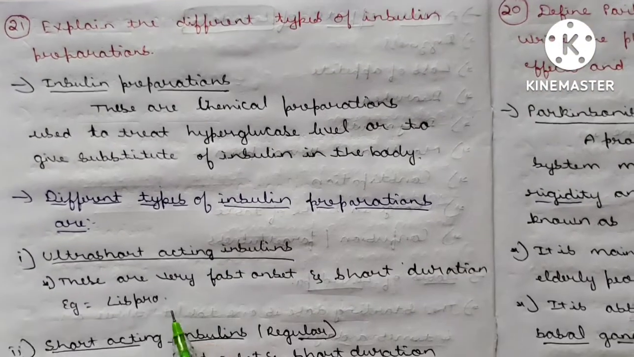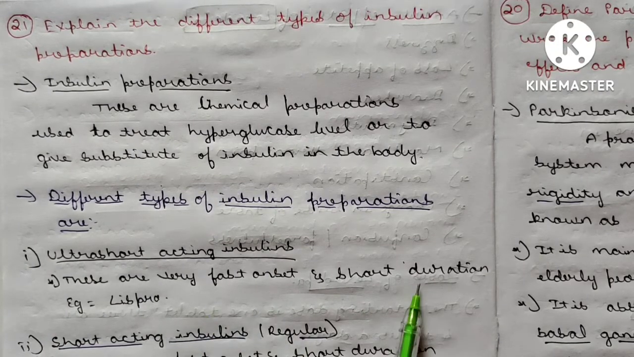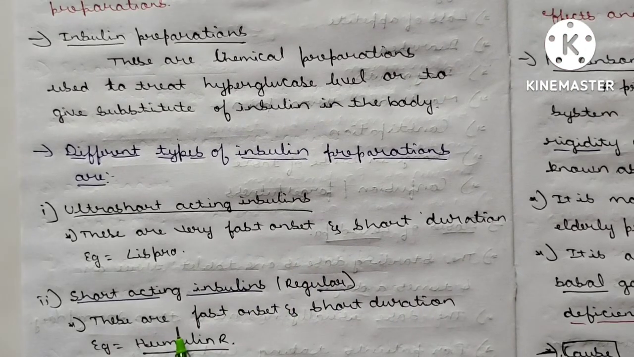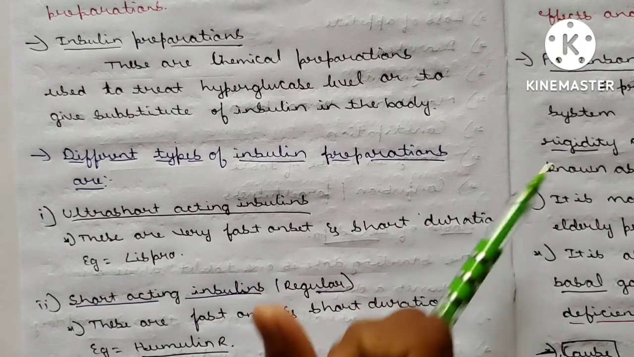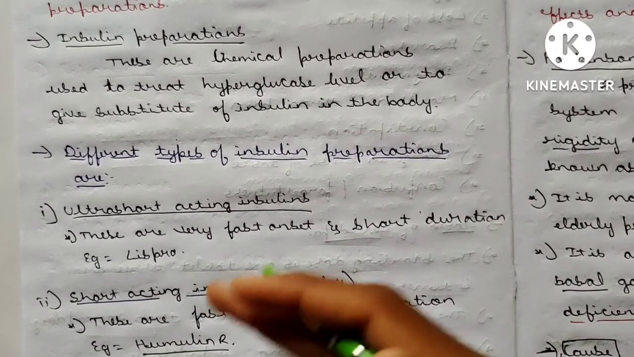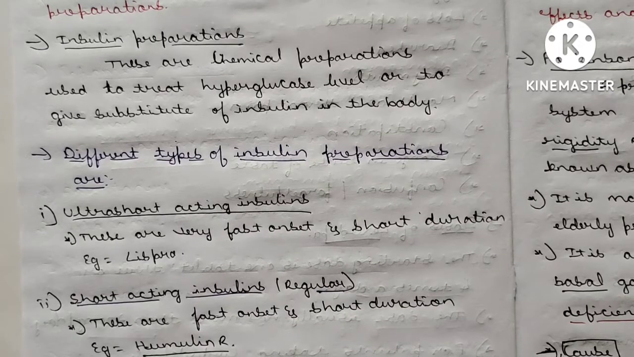For example, ultra short acting insulins have a very fast onset and short duration. Lispro, these are the insulins. You might have observed that your grandma or grandfather uses human mixtard insulin. These all are insulins only. They are classified on their action, means for what duration they will act.